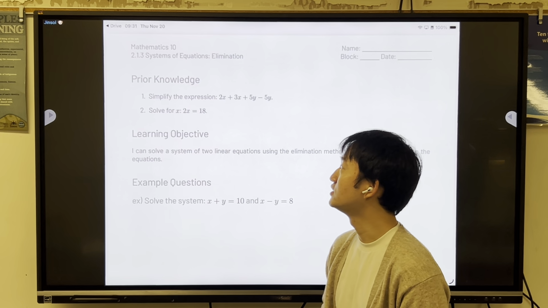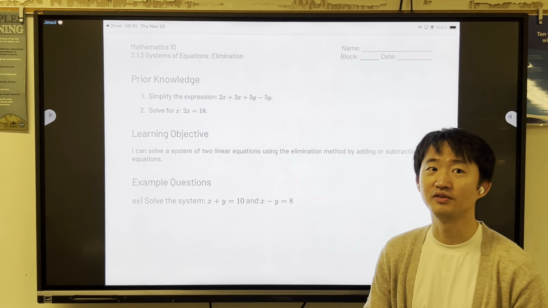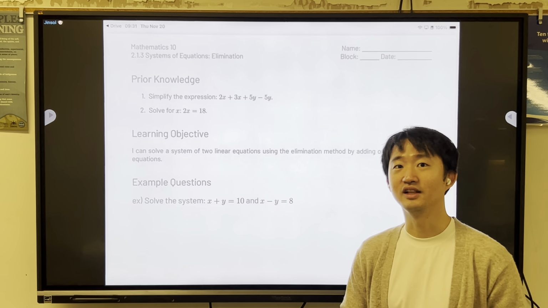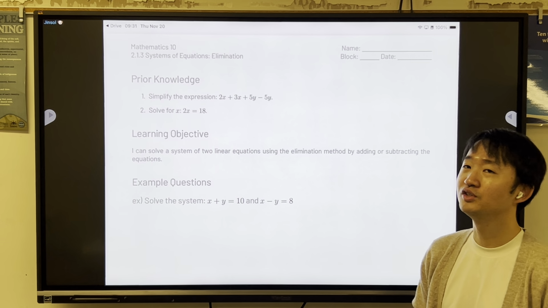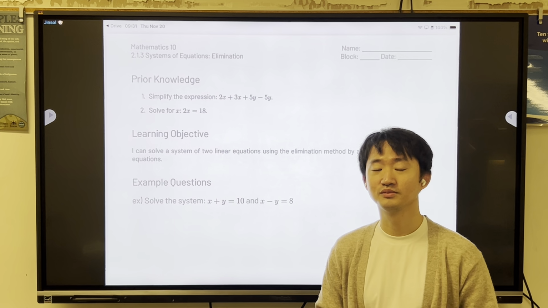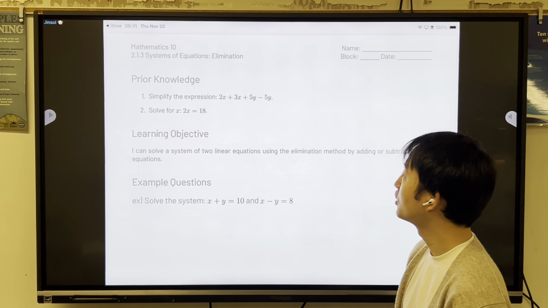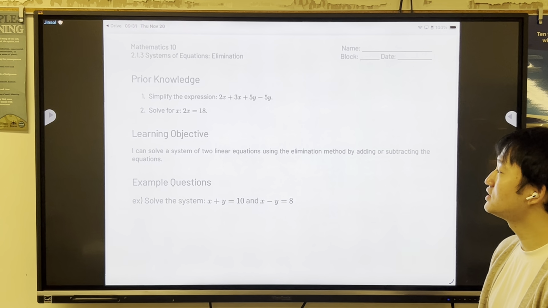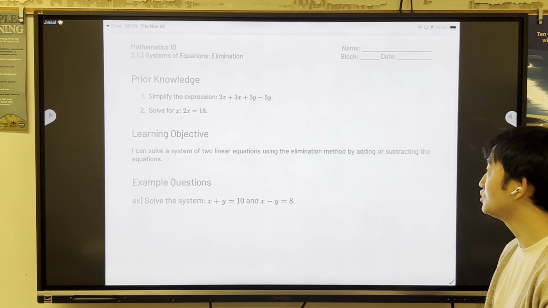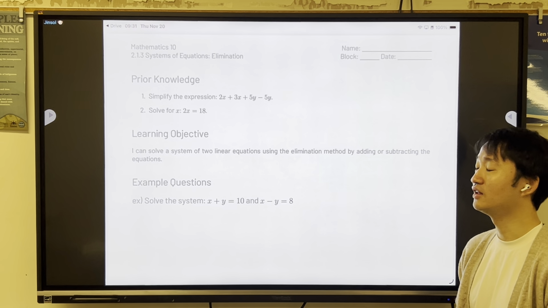The prior knowledge is quite similar. You need to know how to simplify expressions by collecting like terms, and we also need to know how to solve linear equations. The learning objective is that you can solve a system of two linear equations using the elimination method by adding or subtracting the equations.